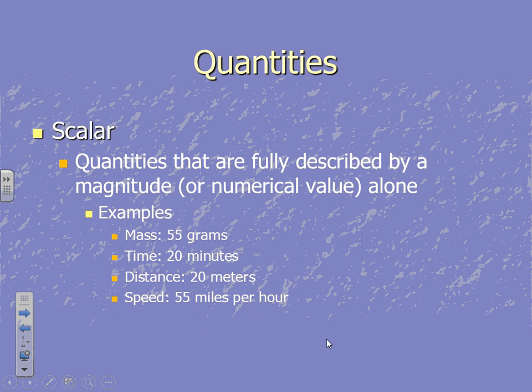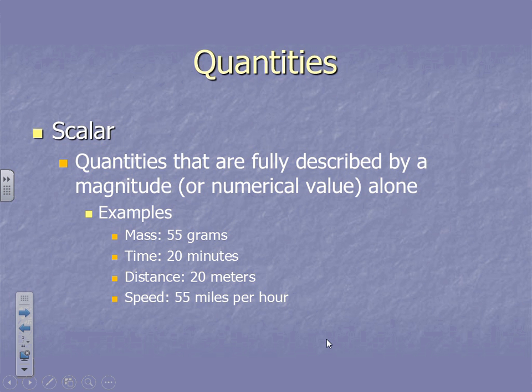Okay. Now, first thing we need to talk about are quantities. First of all, you can have scalar quantities, which are quantities that are fully described by magnitude, or just the numerical value by themselves. So here are some examples. 55 grams, that'd be a good mass. Time would be like 20 minutes. Distance would be 20 meters. Speed would be 55 miles per hour. So those would be examples of scalar quantities, okay? Things that are fully described as just the value itself.